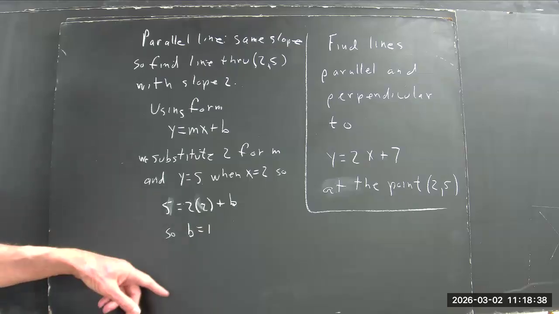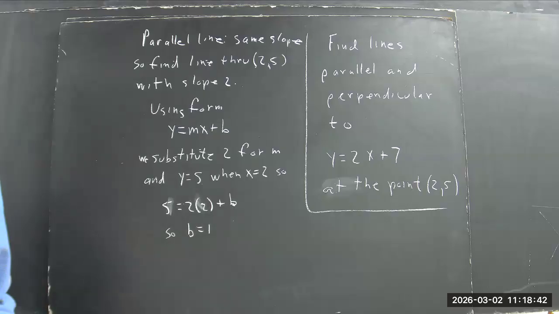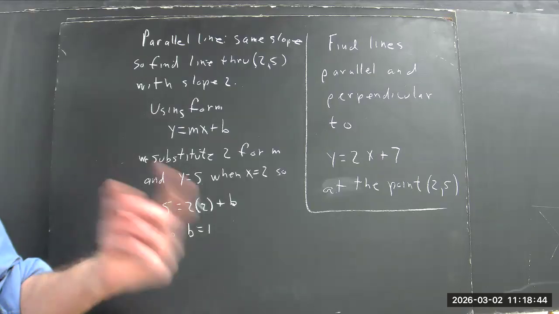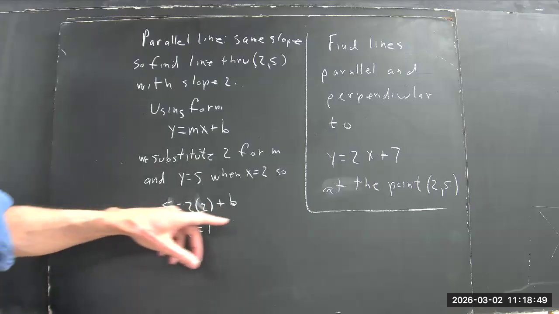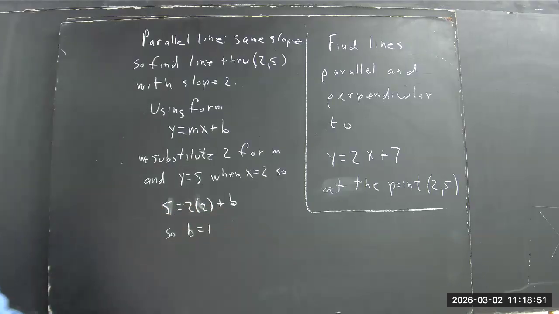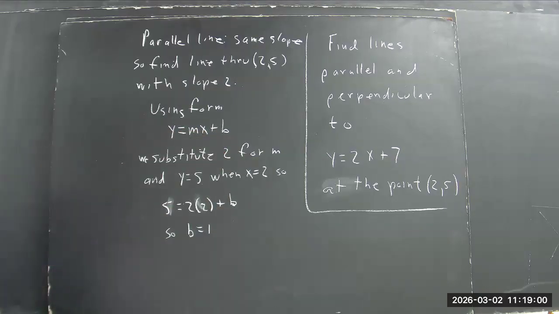I didn't solve this equation, but 2 times 2 is 4. If 4 plus b is 5, you don't have to do a lot of algebra to figure out that b must be 1. Of course, if you get something a little weirder than that, you're going to have to solve the equation for b. But the point is, if we know the slope and a point, we can always plug into y equals mx plus b.